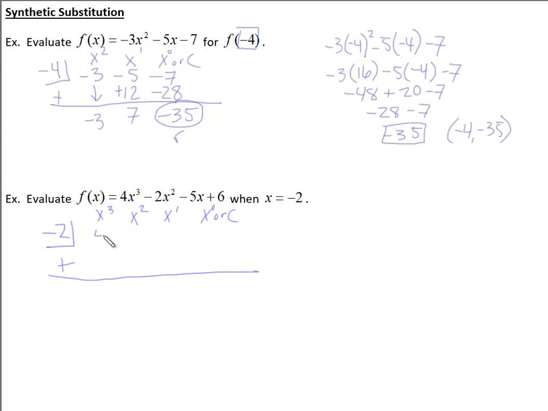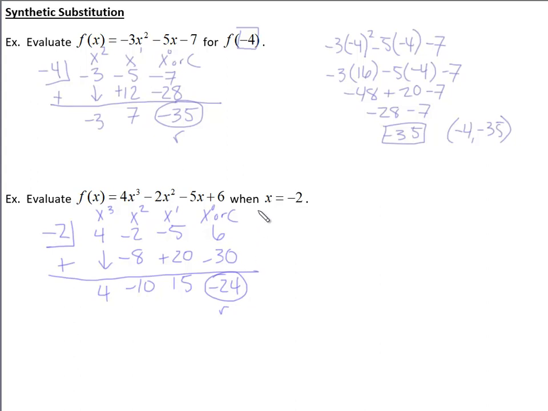Okay, so my coefficients are 4, negative 2, negative 5, and positive 6. So we drop down our 4. 4 times negative 2 is negative 8. When I add, I get negative 10. Negative 10 times negative 2 is positive 20. When I add, I get 15. And 15 times negative 2 is negative 30. When I add, I end up with negative 24. And that remainder tells me the output of my function.